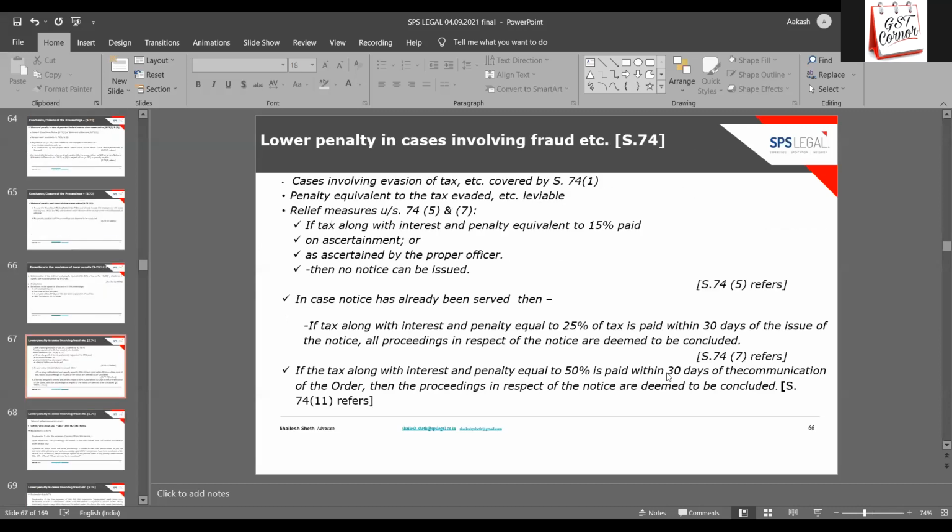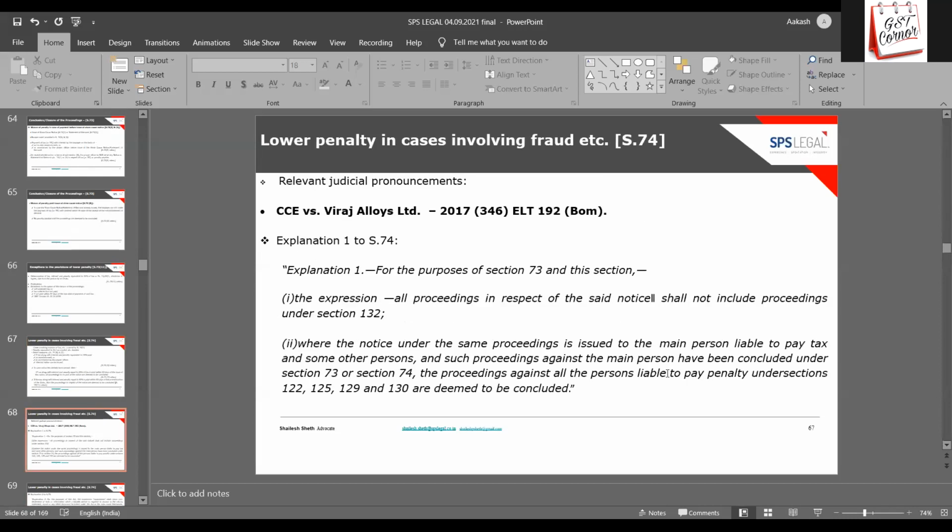Once the so-called notice is issued, though there is a deeming provision of conclusion of the proceedings, the protection under Sections 122, 125, 129 and 130, that is, Section 132 proceedings, will not get protected. Prosecution related proceedings will not get protected. So if the so-called notice, particularly in Section 74 cases, is already issued and within 30 days, or after adjudication within 30 days, the party concludes the case by making the payment of tax and interest along with 25% penalty or 50% penalty, then the proceedings under Section 132 can still lie. That should be kept in mind.